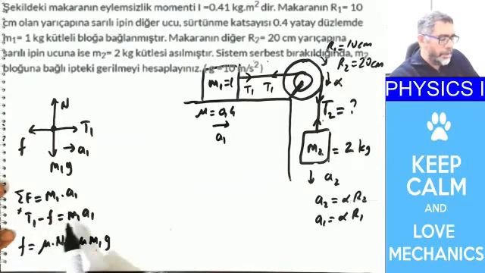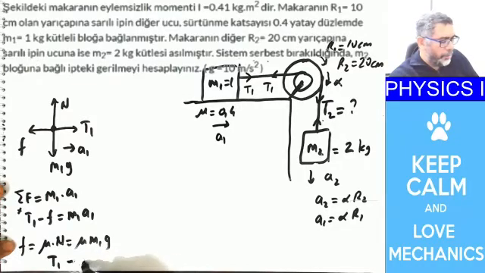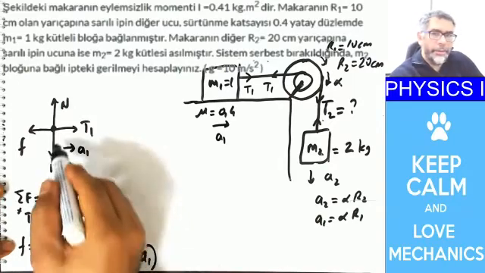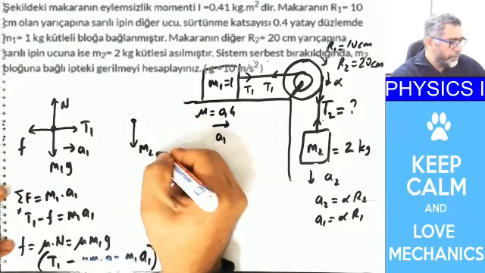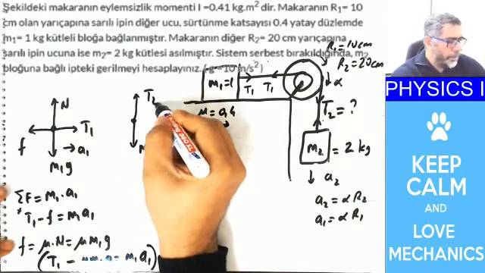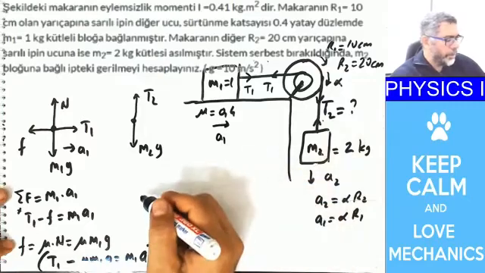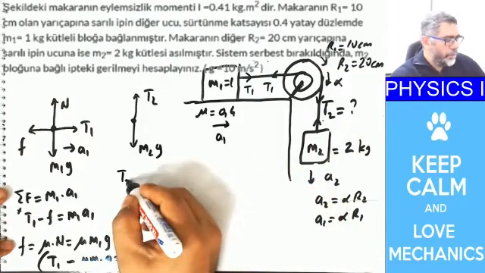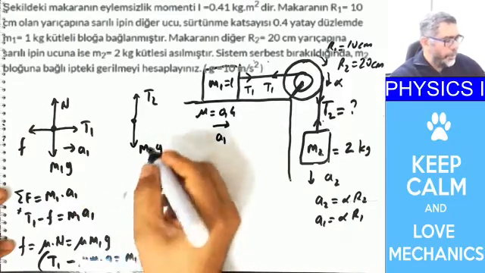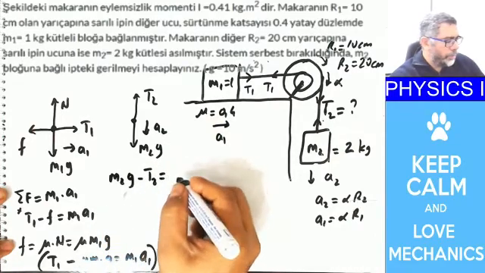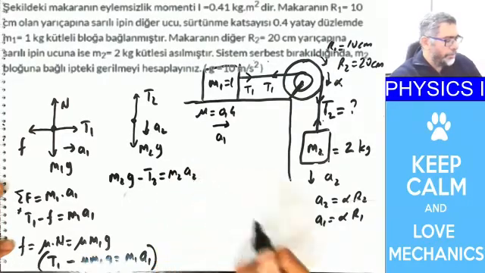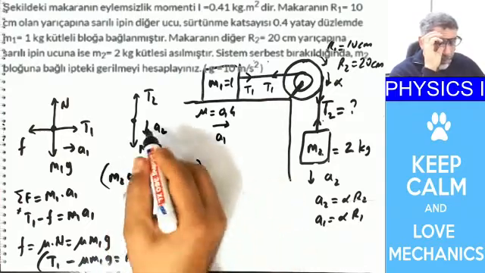This is the first set of equations. Let me write it more explicitly: T1 minus mu times m1g is equal to m1 times a1. So this is the first equation, coming from the first mass. What about the second mass? The second mass is pulled down by its gravity, and it is pulled up by the tension in the string. So it has a simple equation. Since it goes down with linear acceleration a2, m2g minus T2 is equal to m2 times a2. This is the second equation we get, from the second block.